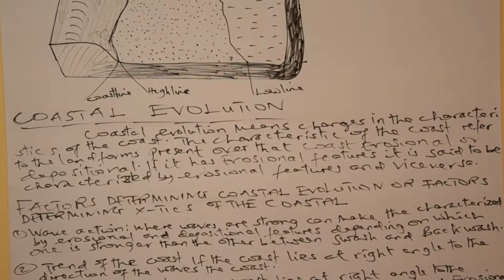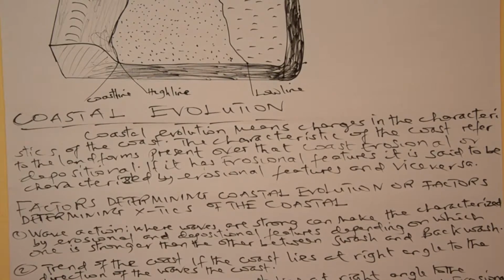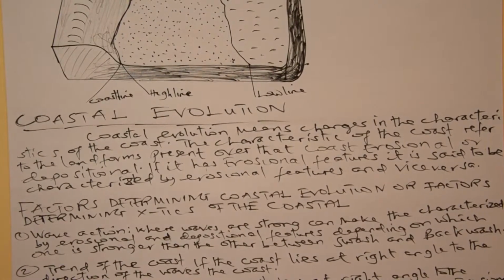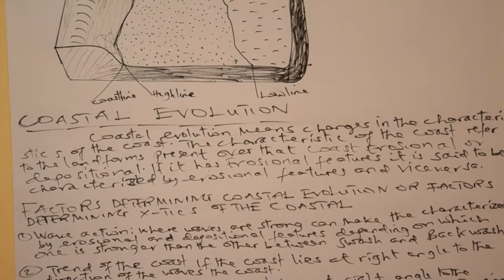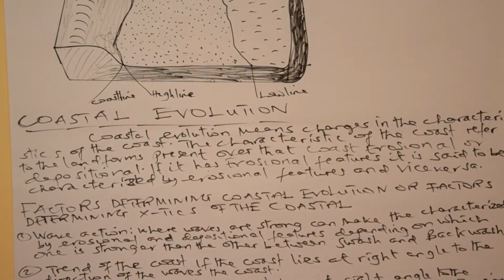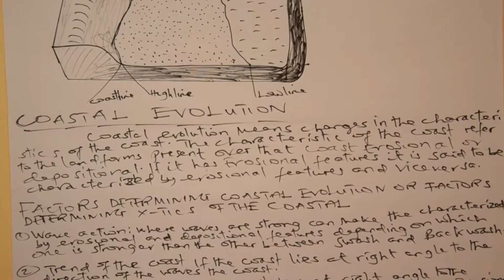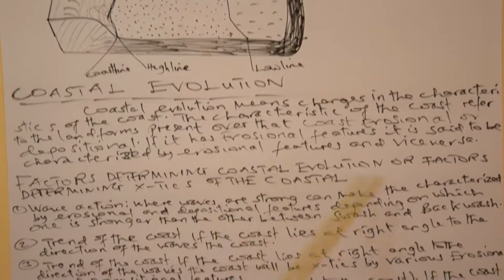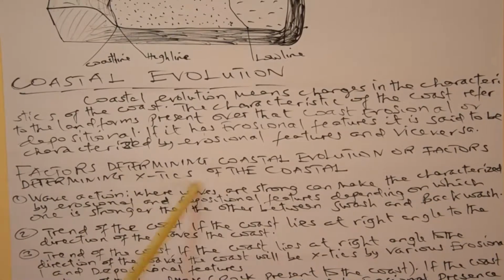For instance, if the landform present on the coast has erosion features, it is said to be characterized by erosional features, and when it is characterized by deposition, we say that it is characterized by depositional features. There are different factors that can determine coastal evolution, or the characteristics of the coast.